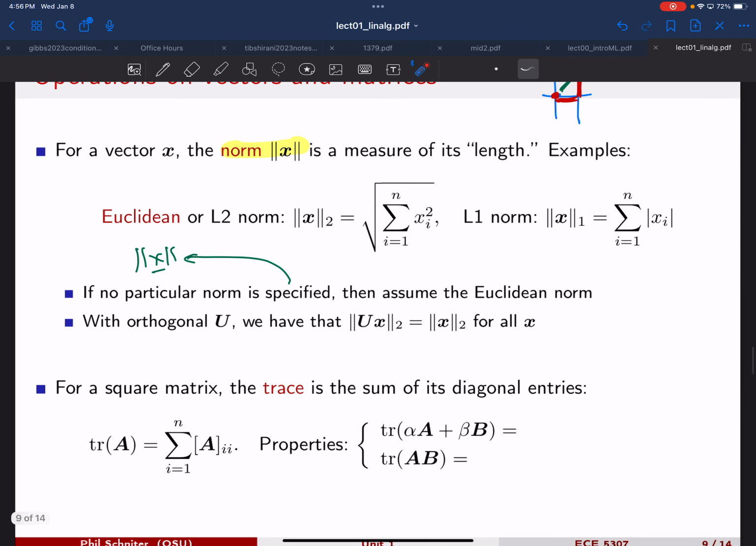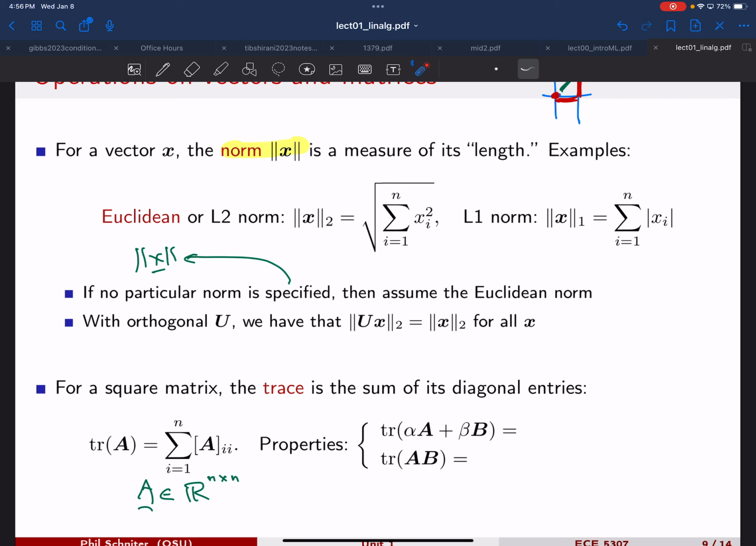Okay, any questions on norms? Okay. Another thing we'll use a bunch is the trace. The trace is just the sum of the diagonal elements of a square matrix. So in terms of an expression, let's say I have a matrix A, and A sub ii would be the ith diagonal element, and I'm just going to sum them all. In this case, I'm assuming that the matrix A is n by n, because I'm summing n elements.